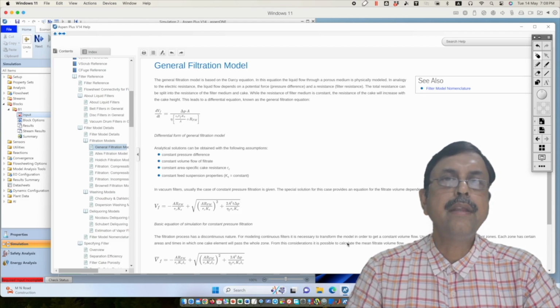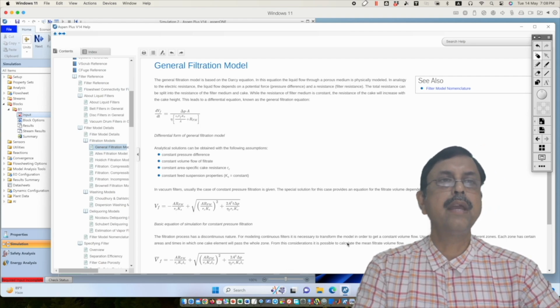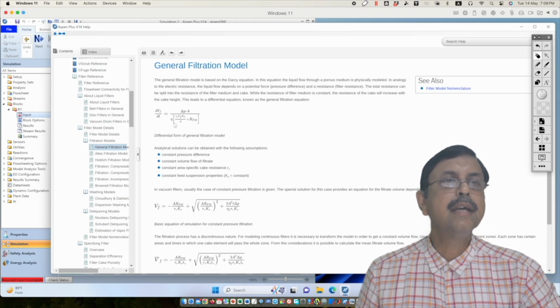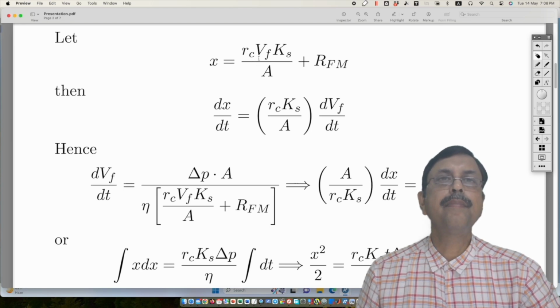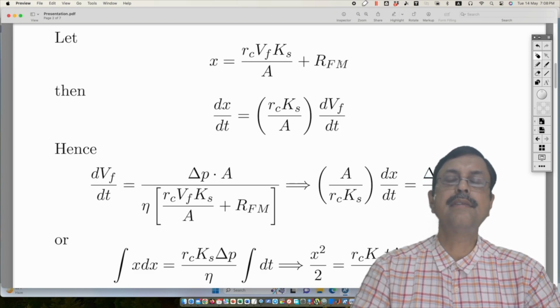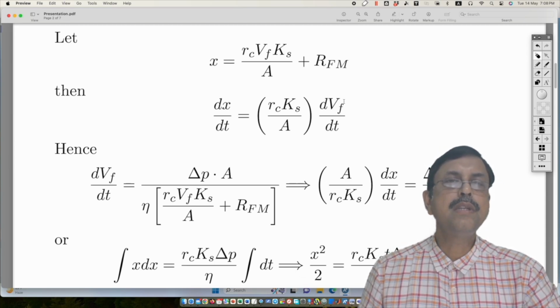Now, Vf is obtained by integrating this dVf/dt. Although it is quite straightforward, I just wanted to give you a hint how you can yourself do the derivation. Let us assume that the portion within this square bracket is denoted by x. So x is equal to the portion within the square bracket. Then dx/dt is equal to RC Ks by A into dVf/dt. Rfm is constant, the resistance due to the filter medium, this is constant. So dx/dt is equal to this into dVf/dt.